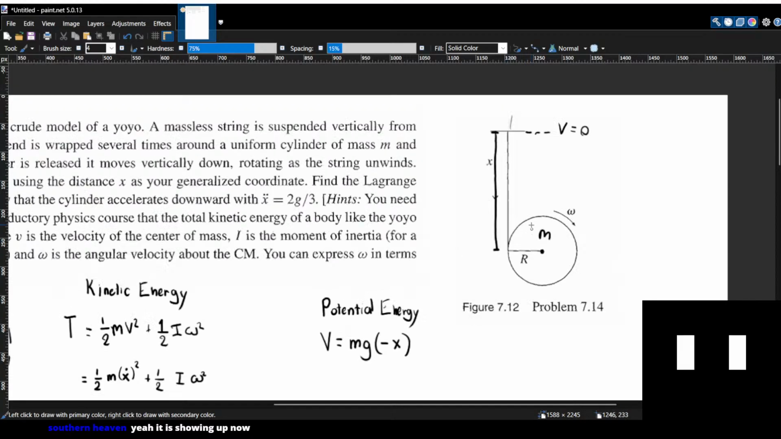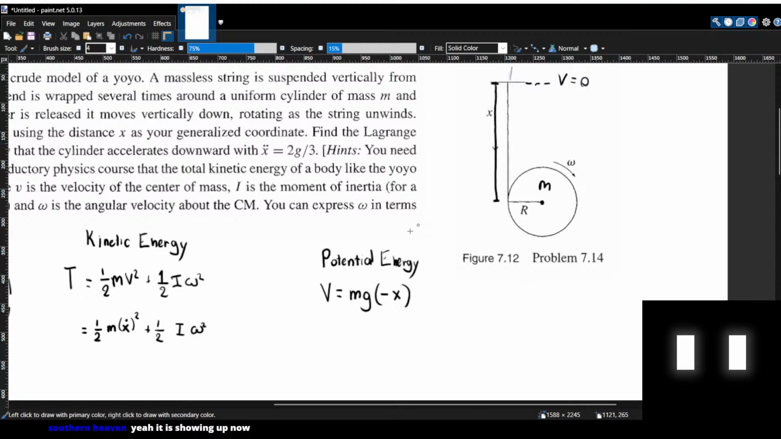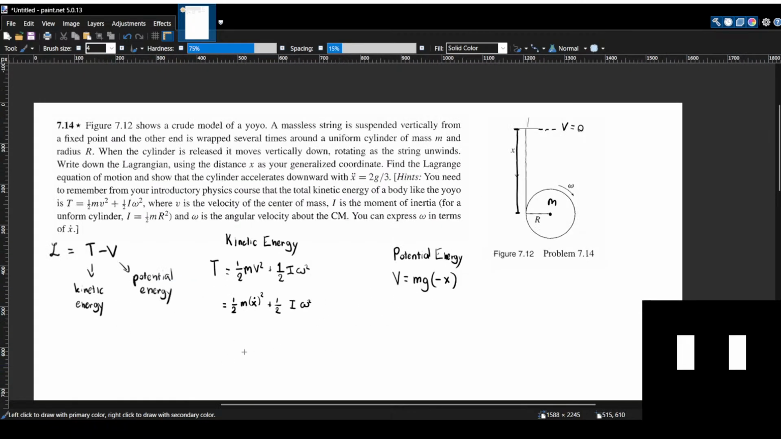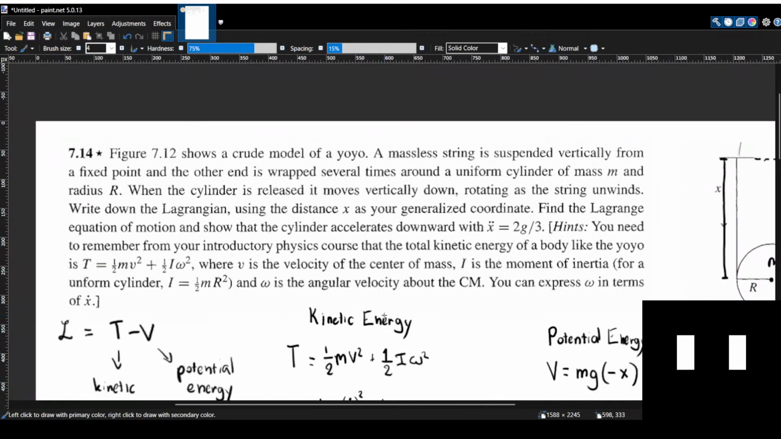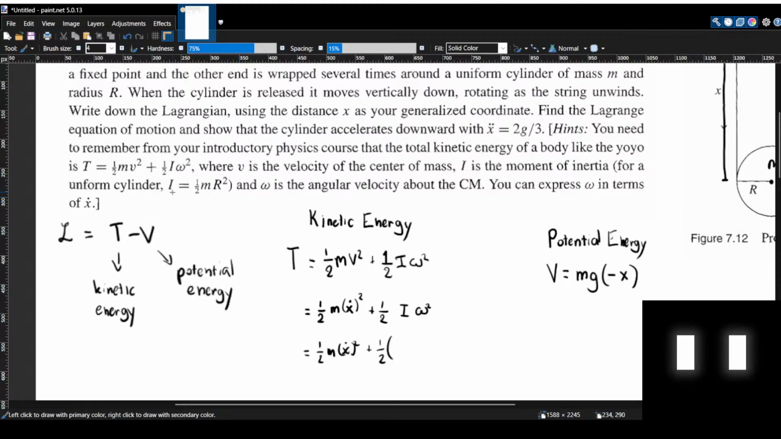So, if this object is falling down, what is omega in our case? How is omega related to x dot? First of all, before that, let me change this to 1/2 m x dot squared plus 1/2 I. What is I? I is the moment of inertia of the cylinder, which we happen to be given the exact formula for. That's really convenient. I'm going to plug that in there, and then we multiply by omega squared.